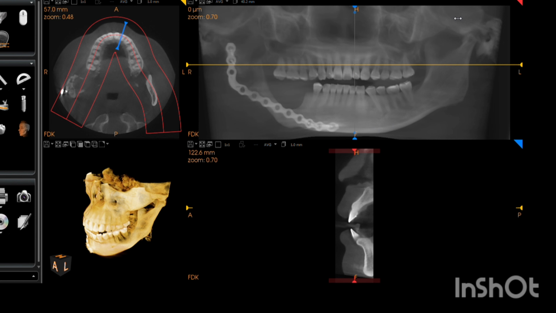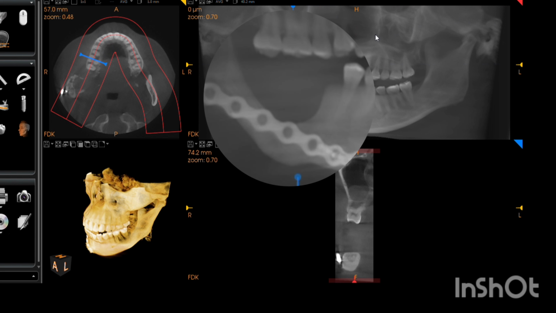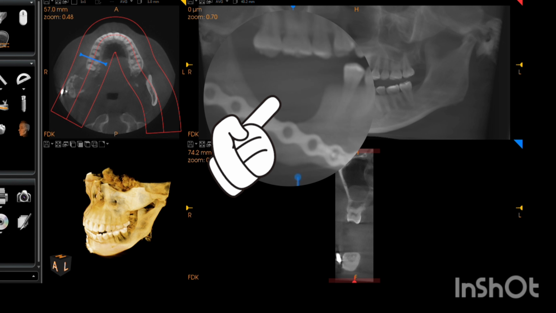Now if I move my cursor, the question arises, what do we actually mean by marginal mandibulectomy? Marginal means a portion of the mandible has been removed. Mandibulectomy itself, if I split the word for you, ectomy means removal. So a part of the mandible has been removed. That's the meaning of marginal mandibulectomy. So they have just removed a part. If you can see here, the mandible has been removed.